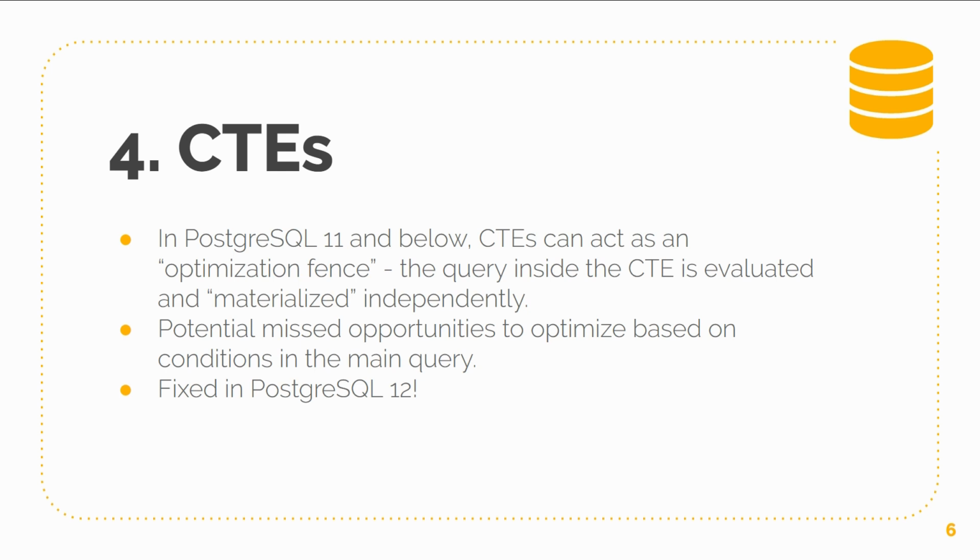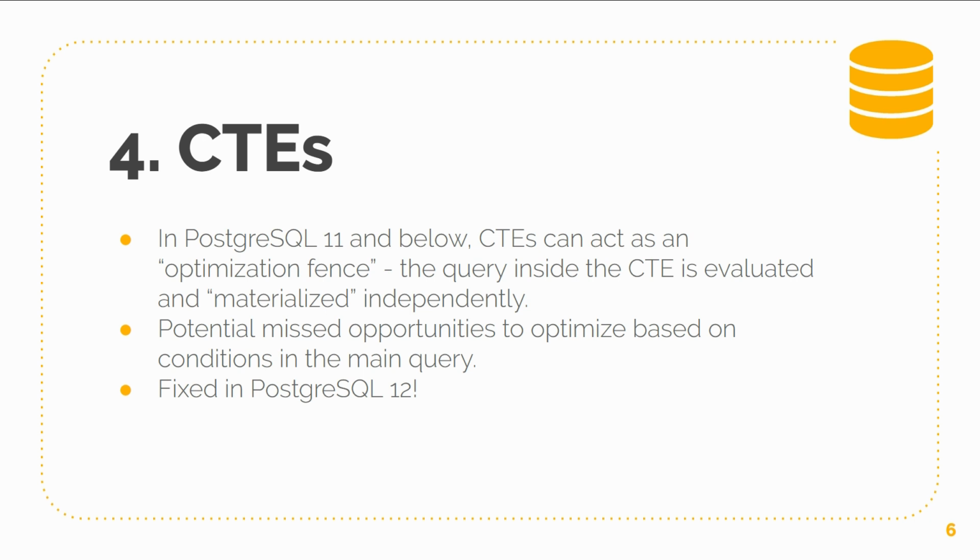A fourth performance optimization tip is to be aware of CTEs and how they can act as what's called an optimization fence. This is true in PostgreSQL 11, which is the latest version at the time of recording, and below. When I say optimization fence, what I'm talking about here is the query inside the CTE actually gets evaluated and materialized independently of the main query.